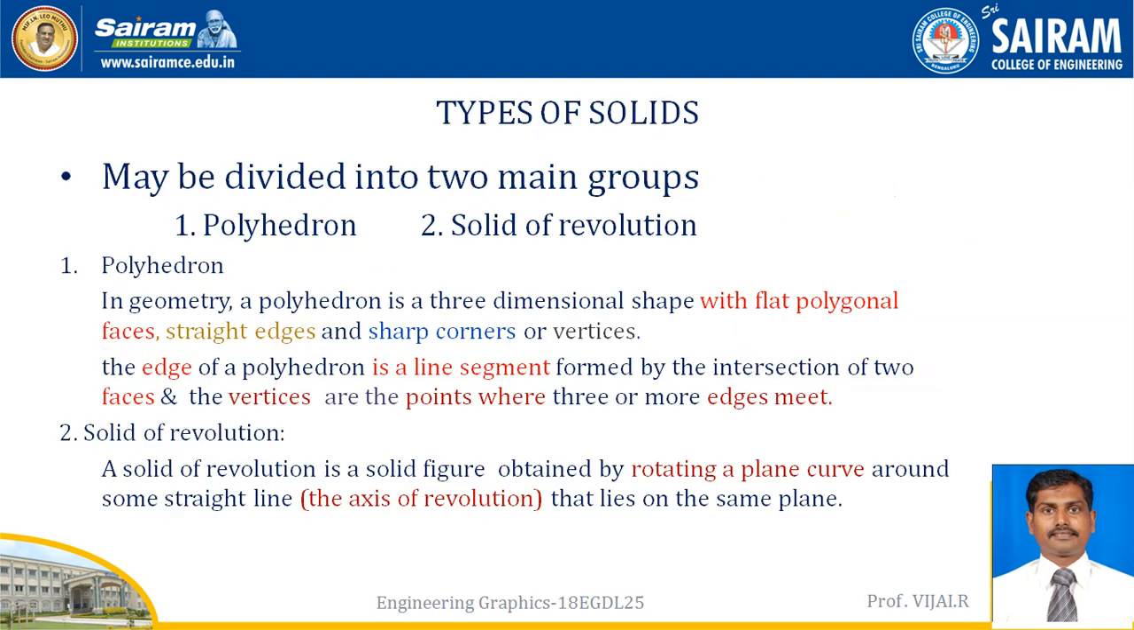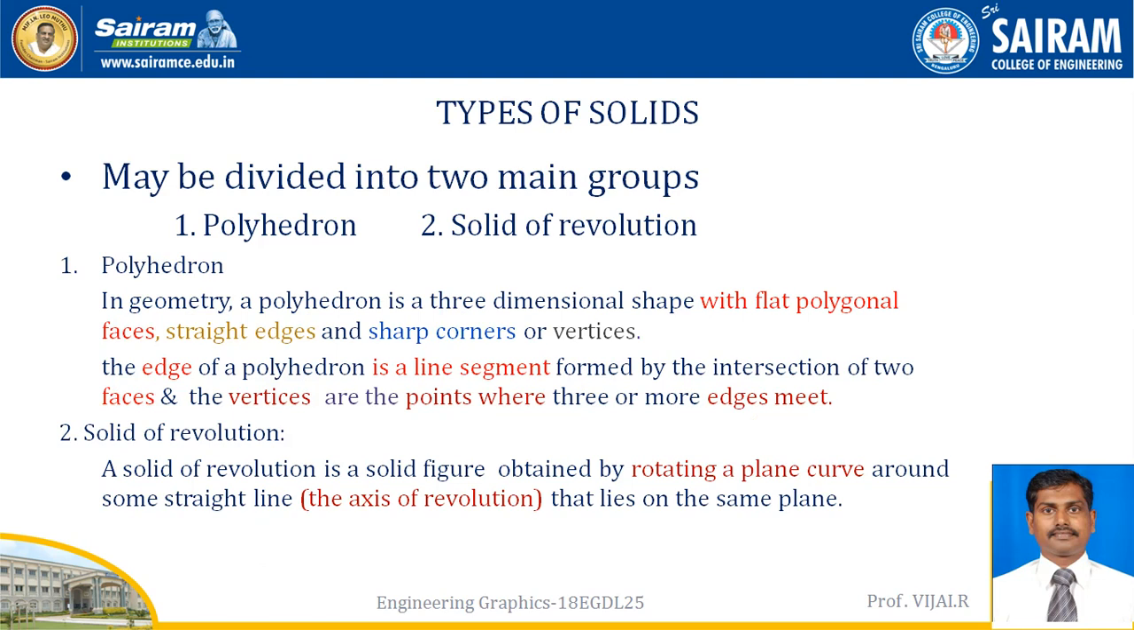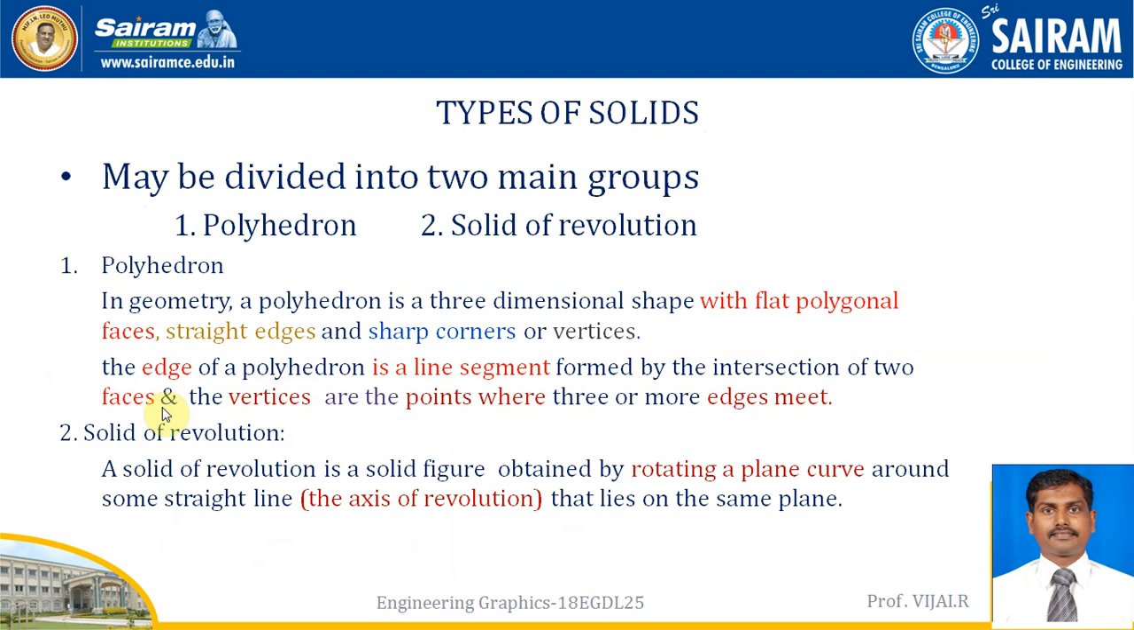A solid may be divided into two groups. One is the polyhedron and the other is the solid of revolution. What do you mean by a polyhedron, and what do you mean by a solid of revolution? The polyhedron is a shape which has flat surfaces and edges with corners. In geometry, it is a three-dimensional shape with flat polygon faces, straight edges, and sharp corners or vertices.